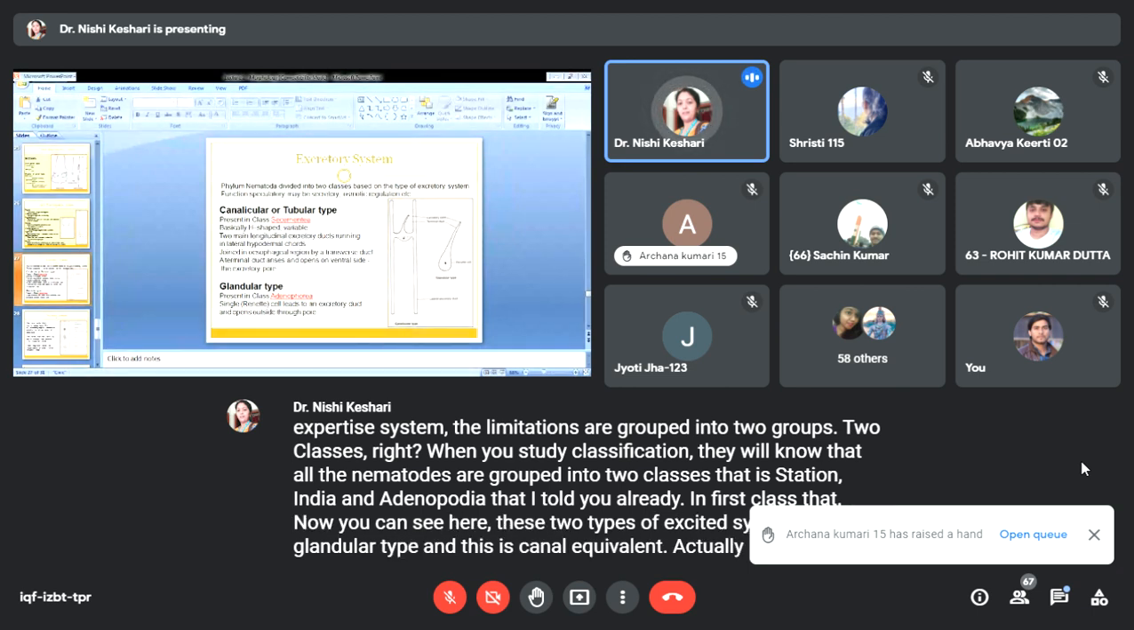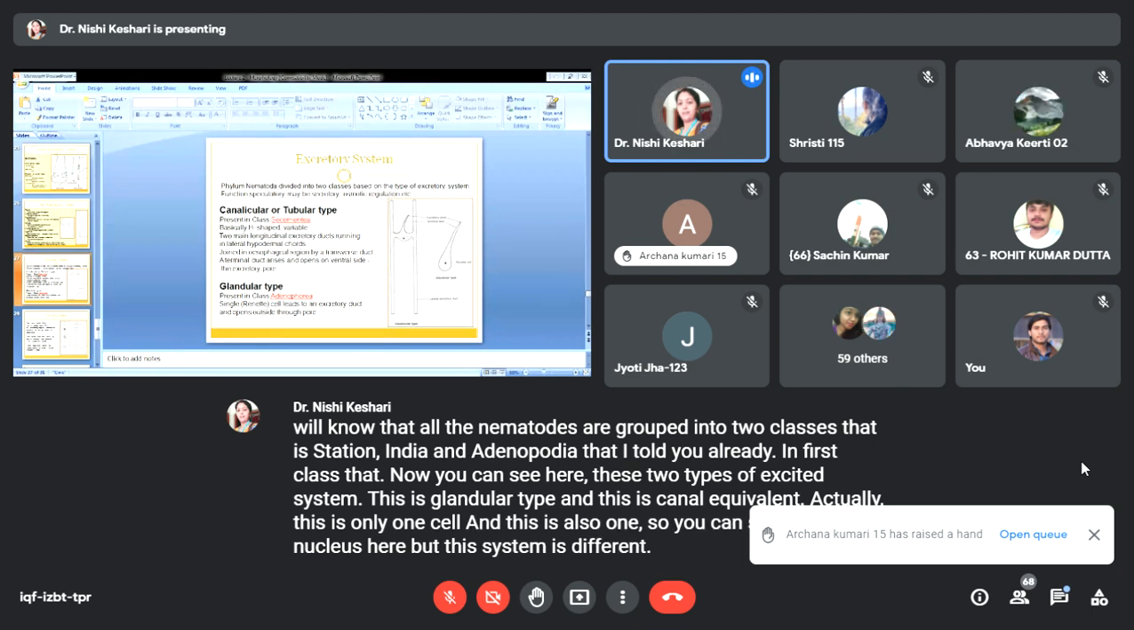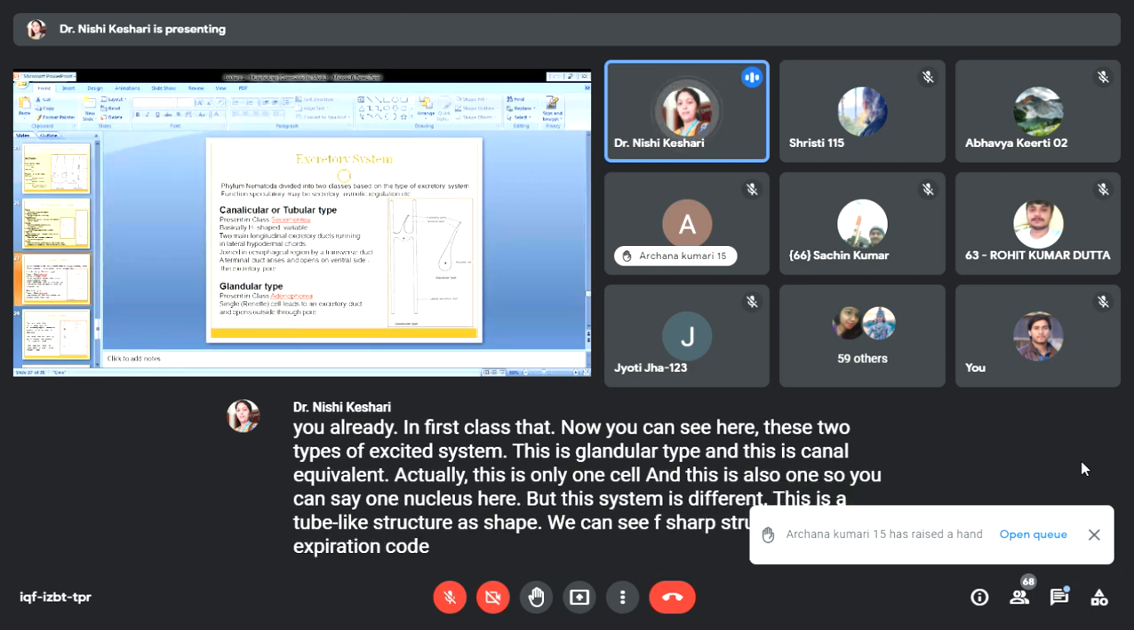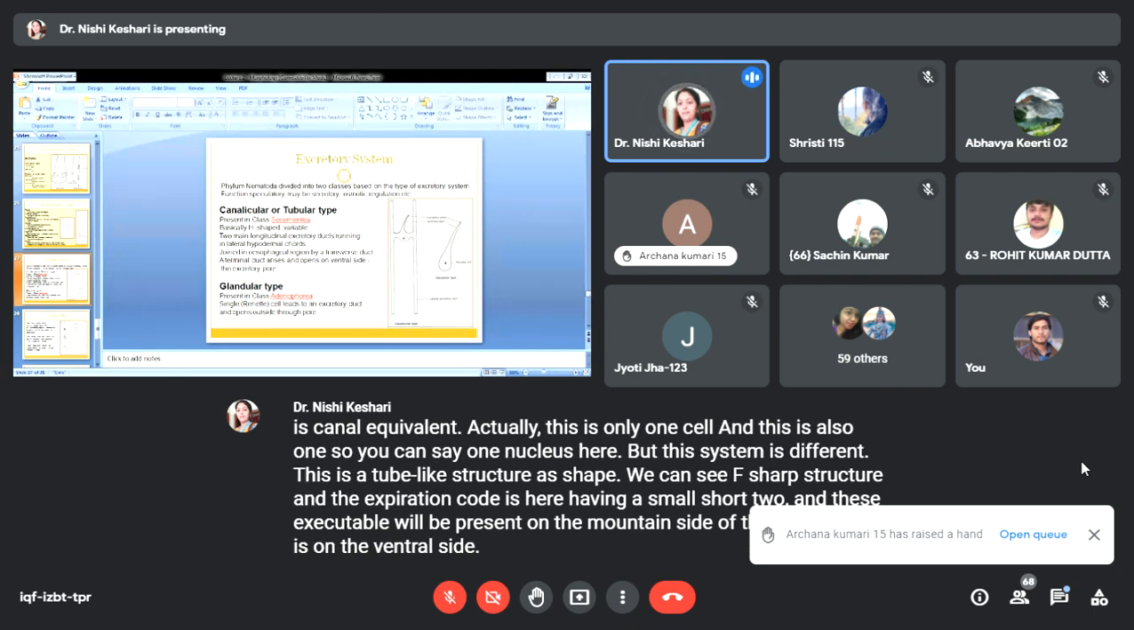Actually, this is only one cell, and this is also one cell. You can see one nucleus here, one nucleus here. But this system is different. This is a tube-like structure, H shape. You can see the H shape structure, and the excretory pore is here, having a small short tube, and this excretory pore will be present on the outer side of the cuticle, on the ventral side, to excrete any toxic material of the nematode body.